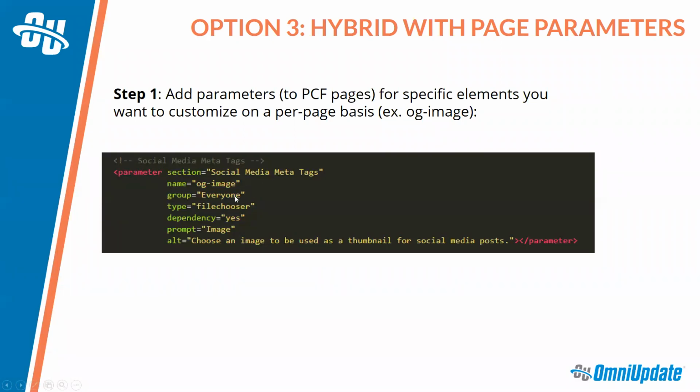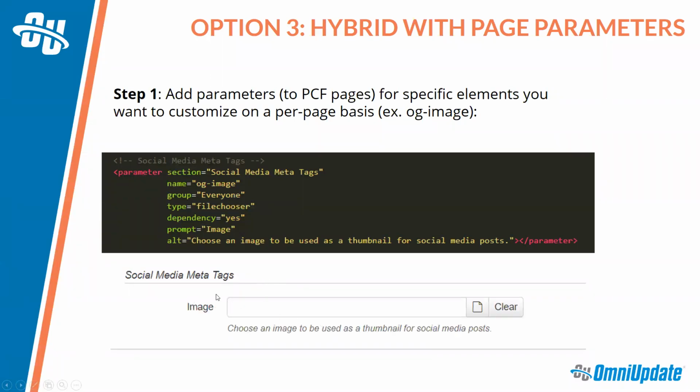So here's an example that I want, and I want the image because that's usually one of the big things that you want to customize for your individual pages. So here's a parameter, and we're going to basically throw this into our config section where we have our other parameter fields, and this is what it might look like.